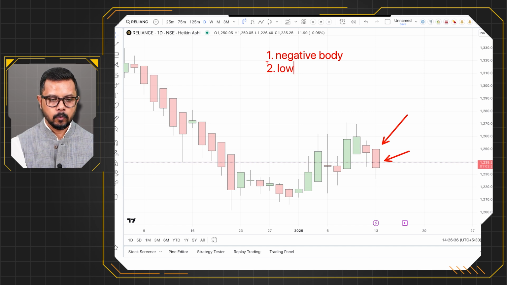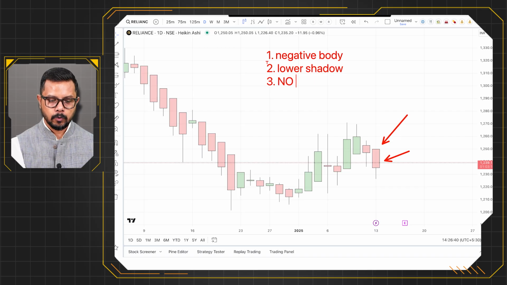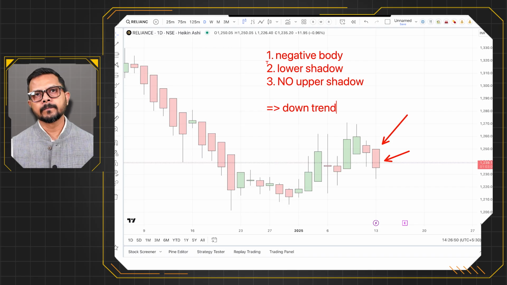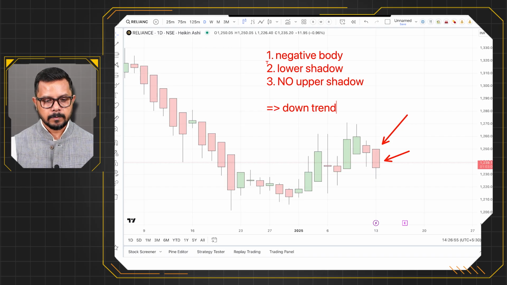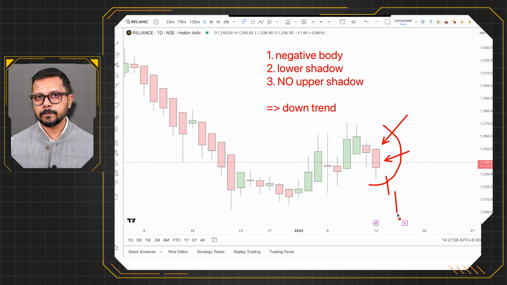Number 2, it has a lower shadow, as you can see. And number 3, very important, no upper shadow. When we get this, it implies a downtrend or a weak market. The price behavior is weakish. I'll again repeat, just because it is giving me a weakish reading does not necessarily tell me that the market will fall. It may fall. That is where our next level of analysis comes into play.